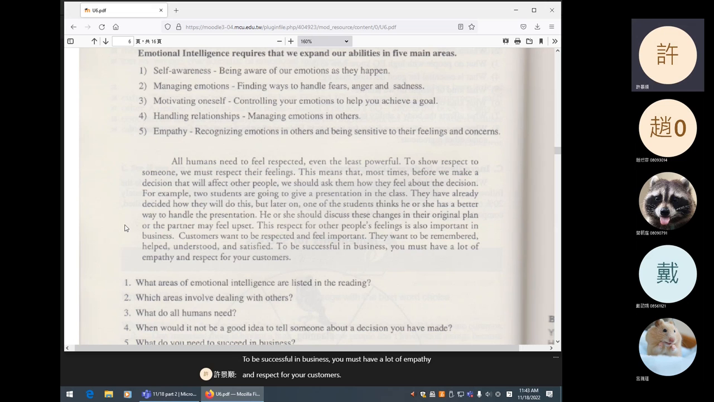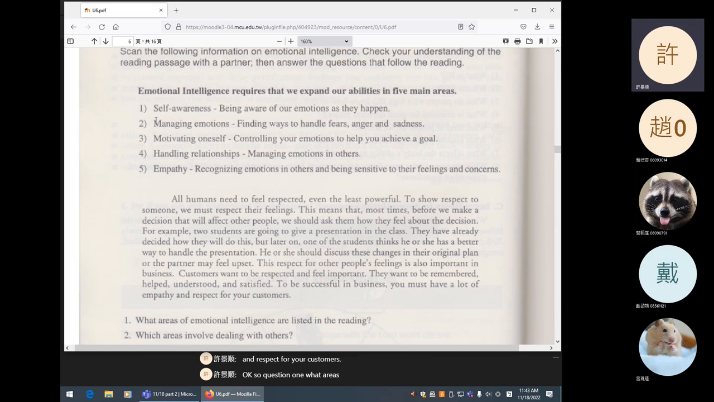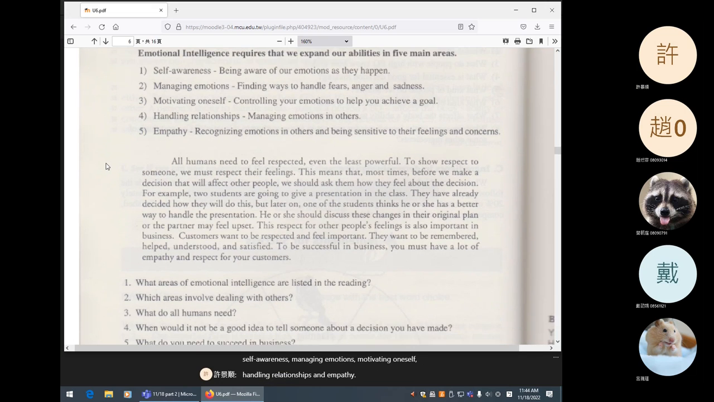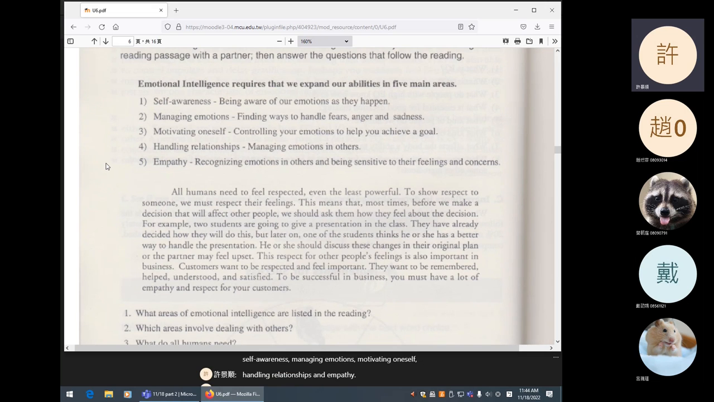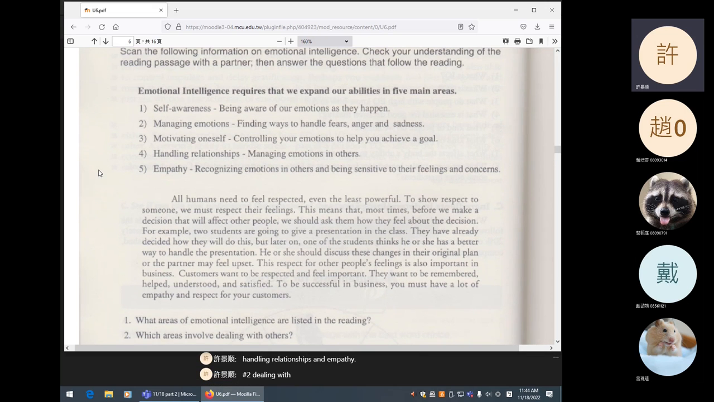Okay, so question one, what areas, these five in the beginning? Self-awareness, managing emotions, motivating oneself, handling relationships, and empathy. Number two, dealing with others. Let's see. Handling relationships and empathy have to do with other people.